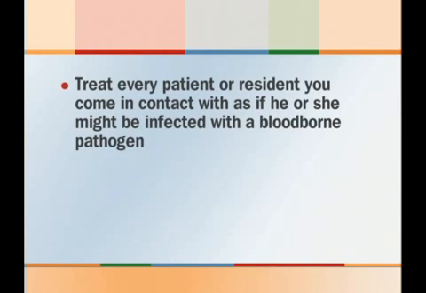The fourth type of infection control, after medical asepsis, surgical asepsis, and barrier methods, is standard precautions. Because pathogens such as the hepatitis virus or HIV can reside virtually undetected in a person's blood, and because infected blood can leave the body through any number of exit portals, you must treat every patient or resident you come in contact with as if he or she might be infected with a blood-borne pathogen.